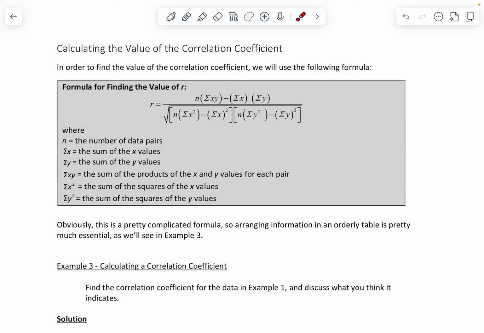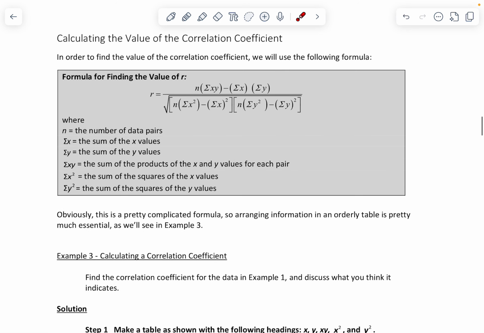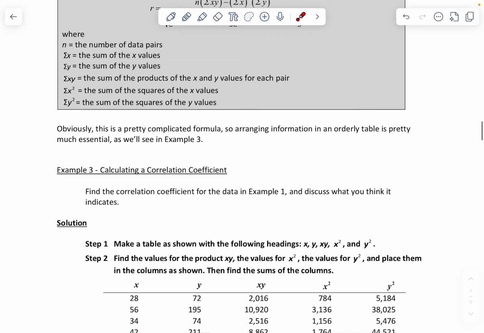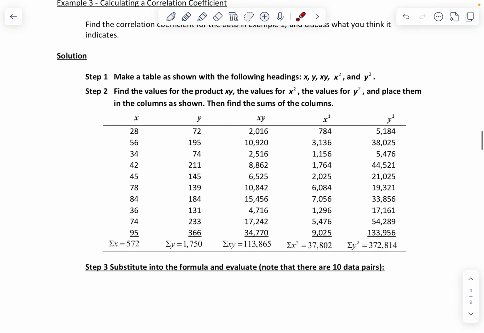Obviously, this is a pretty complicated formula. So to work this out by hand, it's a little tedious, but it helps to arrange the information in an orderly table. In fact, that's pretty much essential. So in example 3, what we're going to do is find the correlation coefficient for the data in example 1, the hospital bed numbers along with the number of personnel for those 10 hospitals. Okay. So here's the worked out solution.